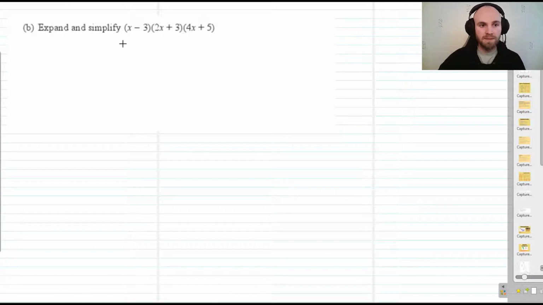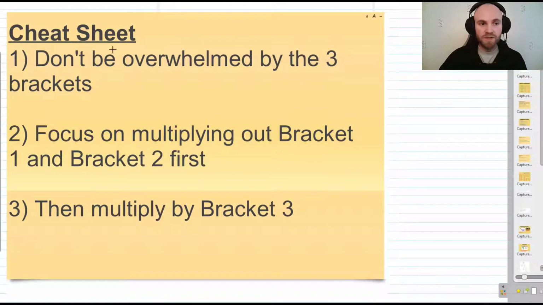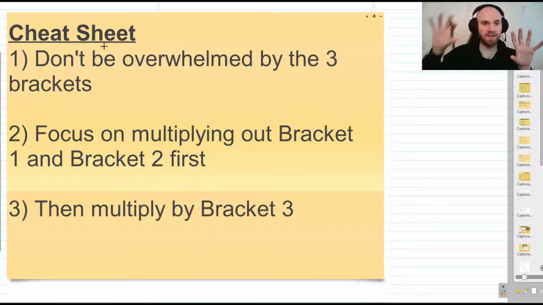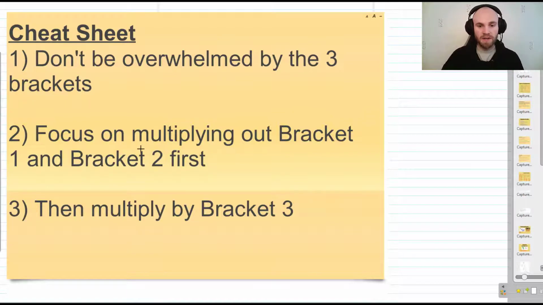Part B, expand and simplify x minus 3, 2x plus 3, 4x plus 5. So if we look at the cheat sheet, do not be overwhelmed by the 3 brackets. It's just the same as if we had 2, but we just have an extra one to multiply out. So what I would recommend you do is, if you look at part 2, we're going to focus on multiplying our bracket 1 and bracket 2 first, and then we can multiply bracket 3 at the end.